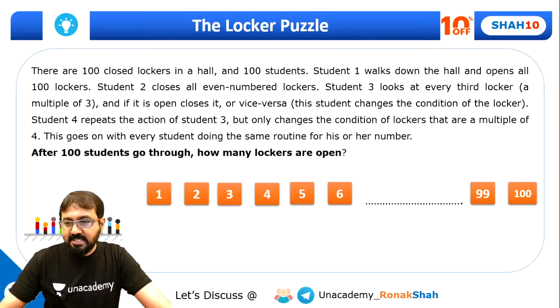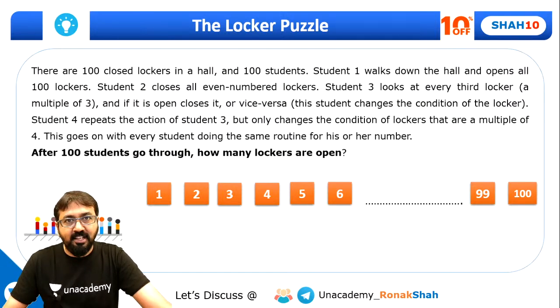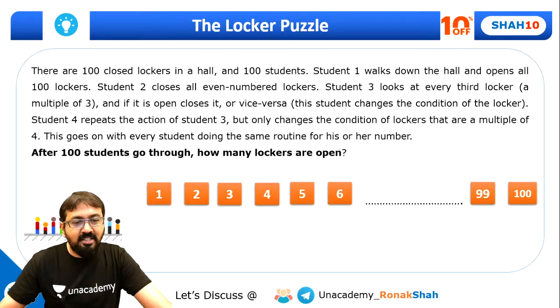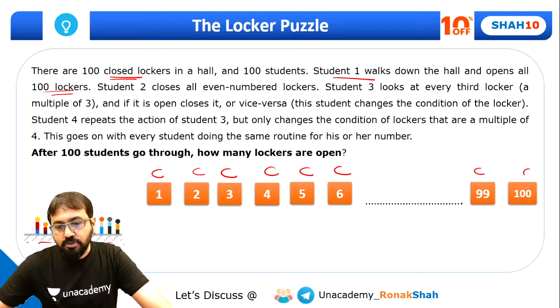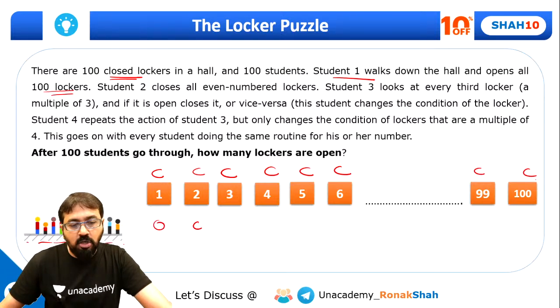It's a locker puzzle. There are 100 lockers as I have shown over here. There are 100 lockers in a hall and 100 students. These 100 students are standing like this. Student 1 walks down the hall and opens all the 100 lockers. Initially all the lockers are closed. Now the first student comes and opens all the lockers.